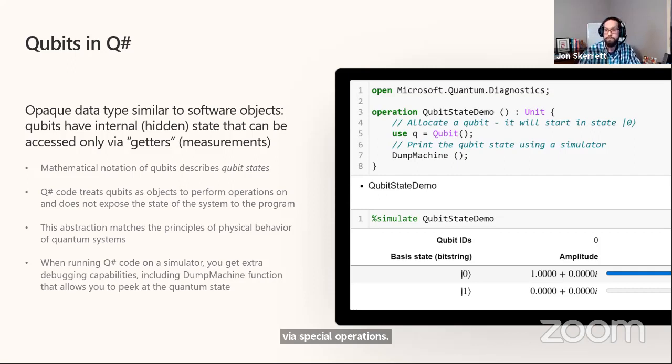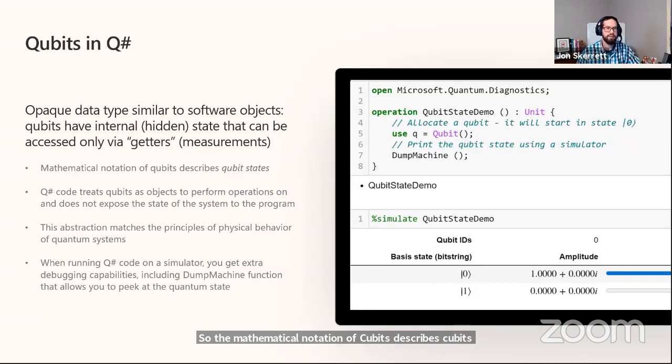Here you can see the example of a Q# program. Very, very simple, very, very easy. We're going to be working with some Q# programs later on. So when we allocate a qubit here, the syntax is the same as defining a variable. We allocate it and it always starts off in state 0. That's important.